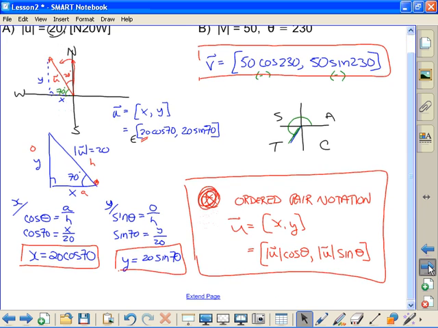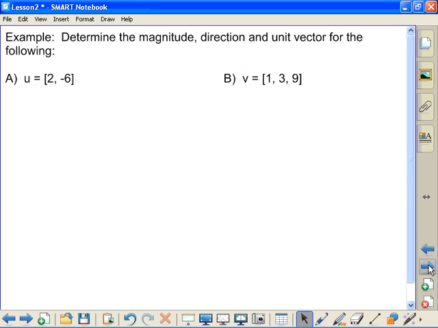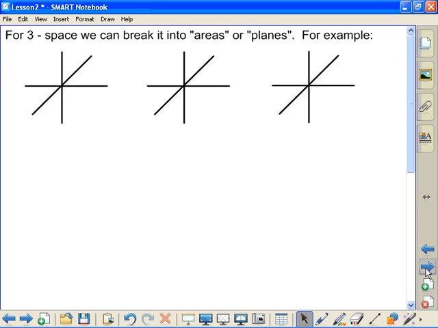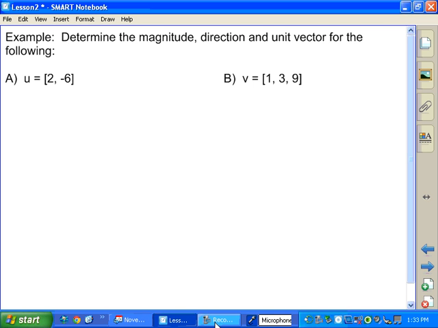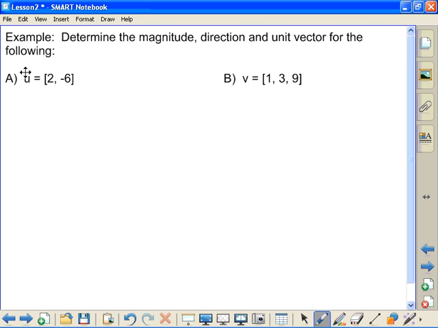All right. Last example, I believe. Well, I have to have a quick discussion after that. So determine the magnitude, direction, and unit vector for the following. So in this case, we'll go through this quick, and you can slow me down when necessary.